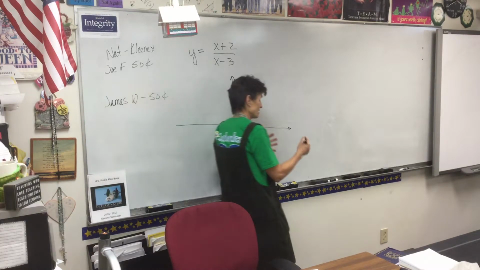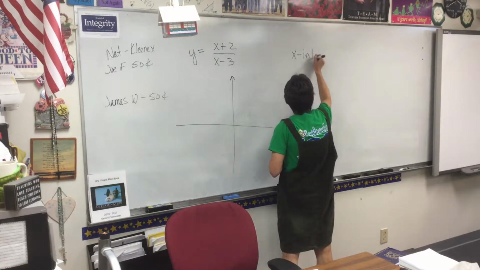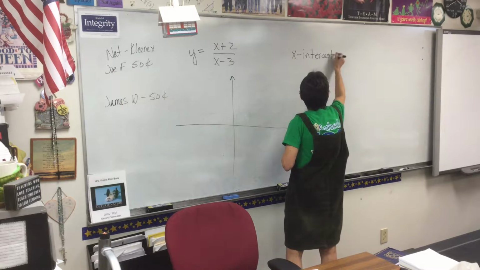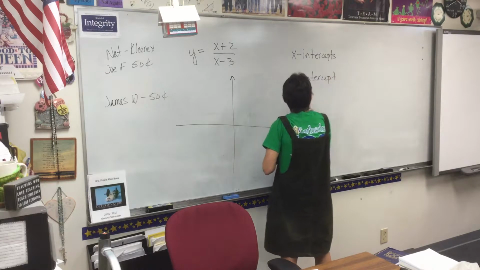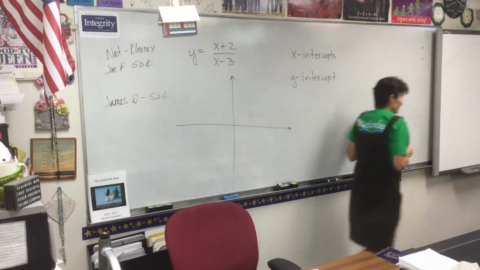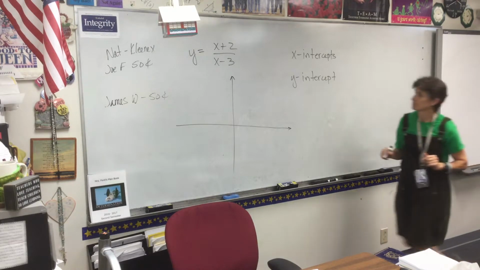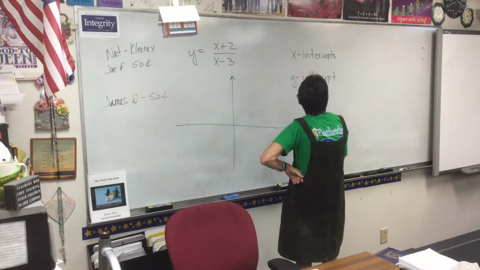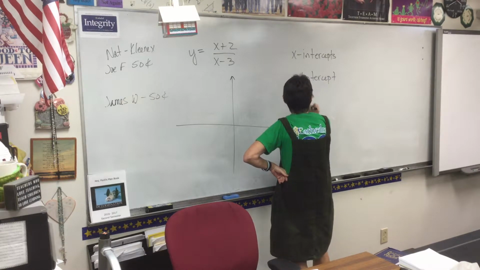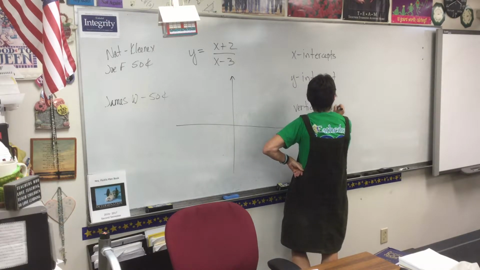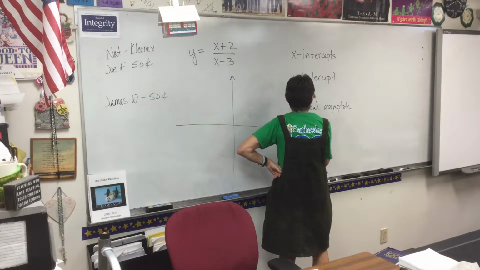Okay, so here's the list of stuff we have to have every time. We have to have the x-intercepts. We have to have the y-intercept. This is the first one. This is the 2-6 notes, the back of page 19. So we need the x-intercepts, the y-intercept. We need a vertical asymptote. Horizontal asymptote.